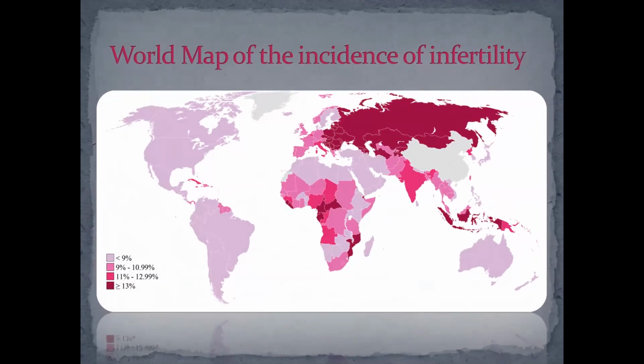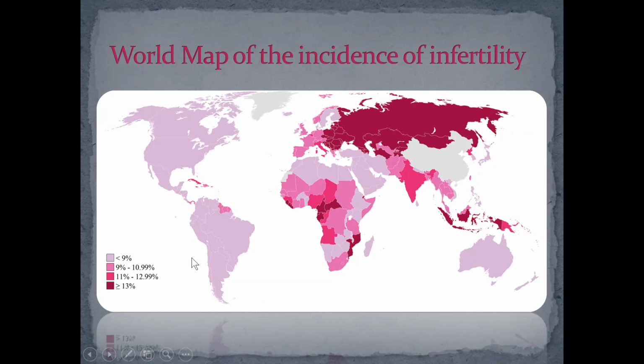What is the epidemiology of infertility? Let's have a look at the map of the incidence of infertility all over the world. On this map, the regions in light purple indicate a level of infertility less than 9%. We see North America and South America, some parts of North Africa, the Arabian Peninsula, Australia, and some regions of Northern Europe.